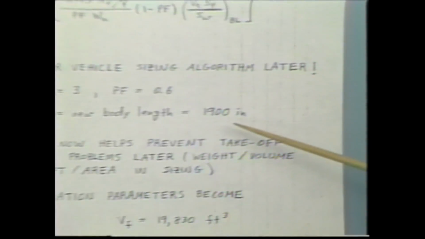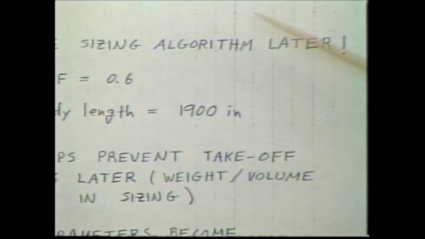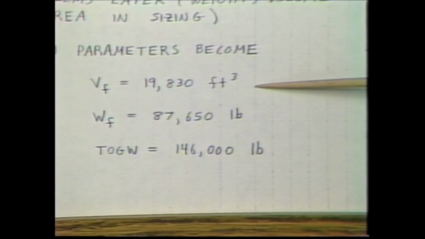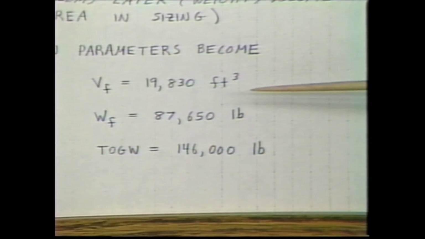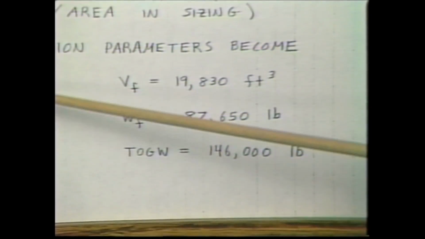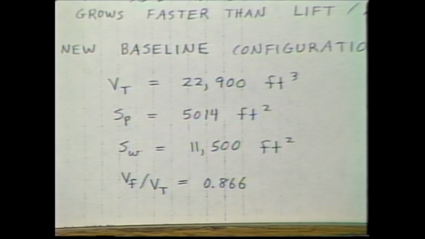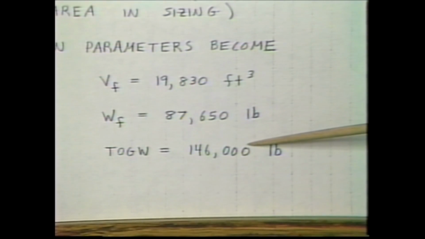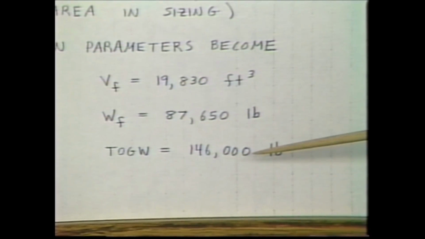Now we should be in a reasonable ballpark in terms of the vehicle size. I already talked about why sizing is important here, and down at the bottom here just shows what the new volumes and areas are. You can see our volume went up substantially to about 23,000 cubic feet, and our takeoff gross weight is now setting at about 146,000 pounds as our starting point.